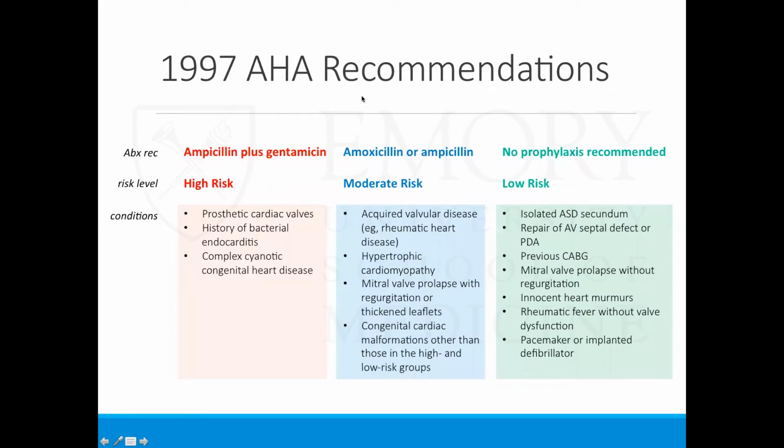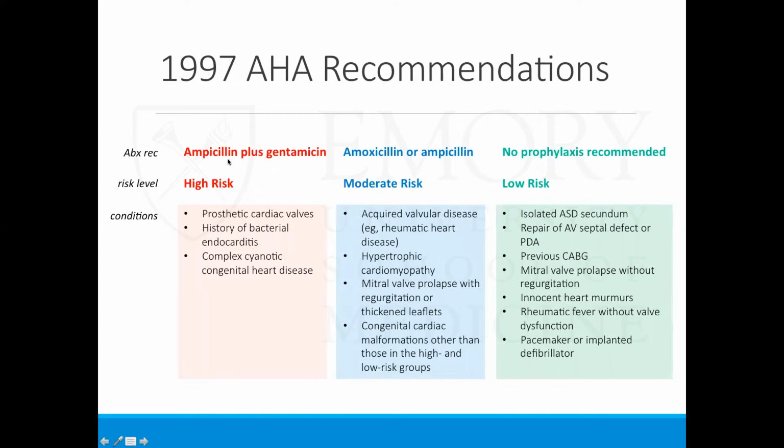So here's a breakdown of the 1997 AHA recommendations. They broke down patients into high risk, moderate risk, and low risk, where low risk didn't need any prophylaxis before procedures. Those included mitral valve prolapse without regurgitation, people with history of rheumatic fever without significant valve dysfunction, some more simple congenital defects, previous CABG, and so on. Also in low risk, pacemakers or defibrillators were in that category as well.